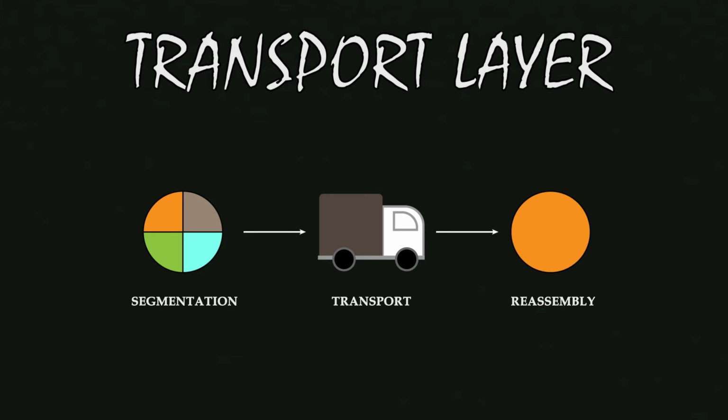Now on the receiving end, the same transport layer is responsible for reassembling those data segments before passing it up to the session layer. Flow control determines the optimal speed of data transmission and ensures that the receiver doesn't get overwhelmed with data from the sender, whereas error control ensures the integrity of the data received. Now below this is the network layer.